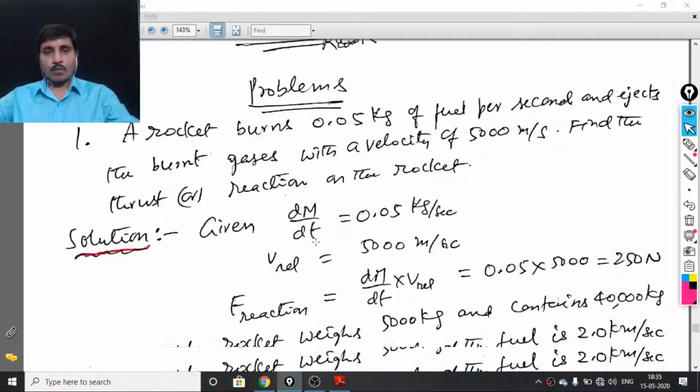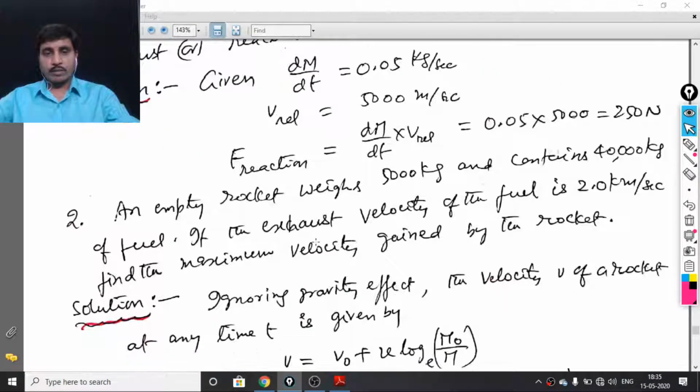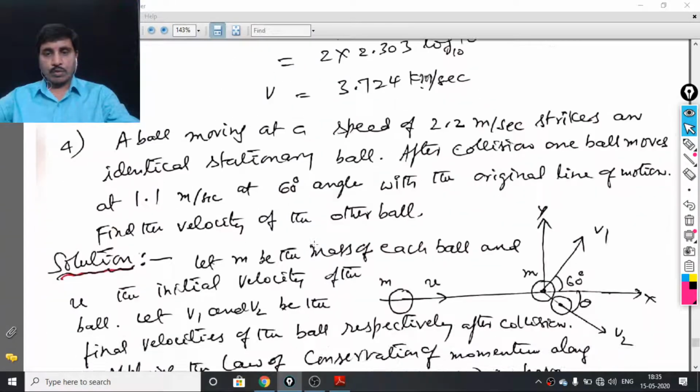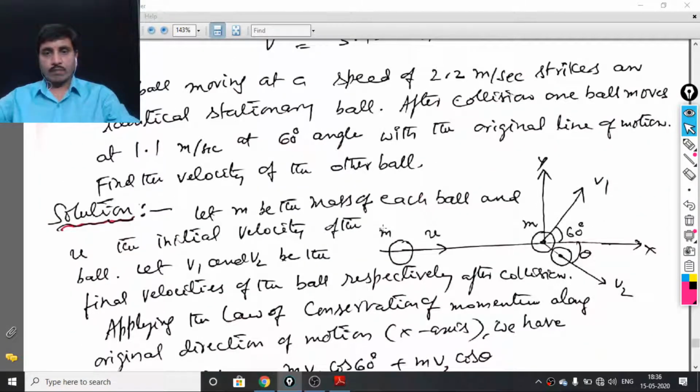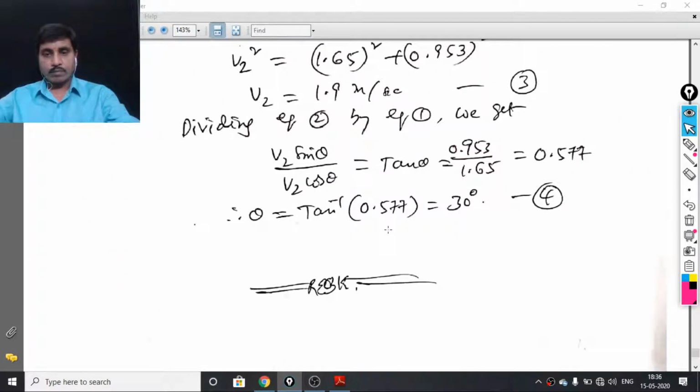Now, some problems in this unit are based on motion of a rocket, conservation of momentum, collisions, etc. Here a few examples are given. You have to study the examples also. Thank you.